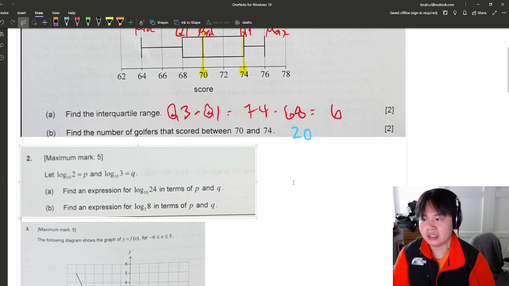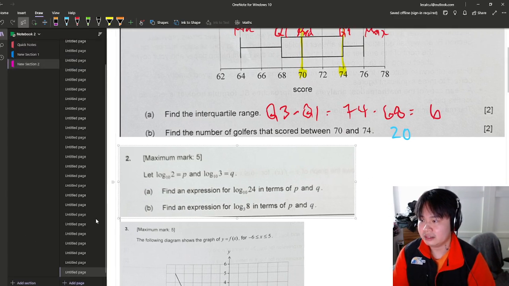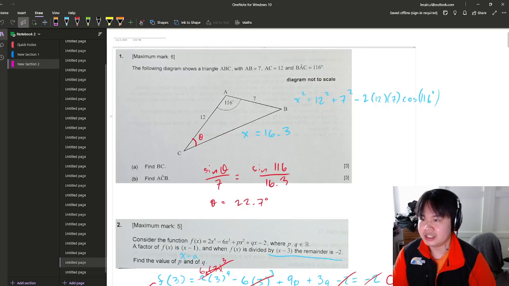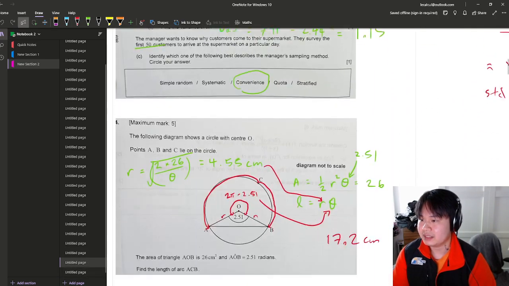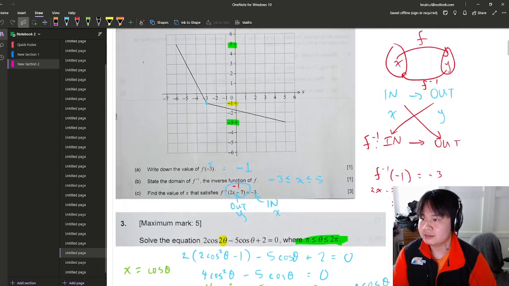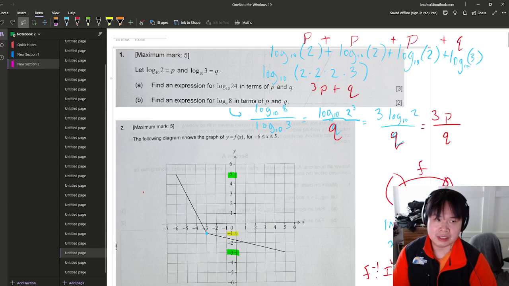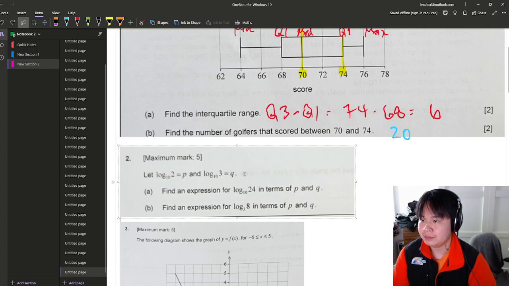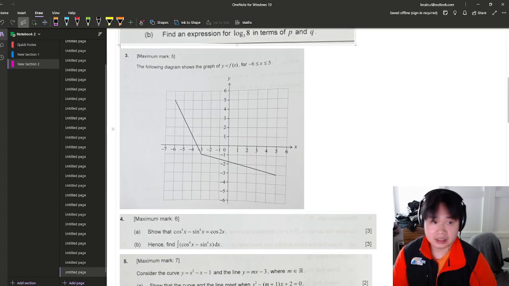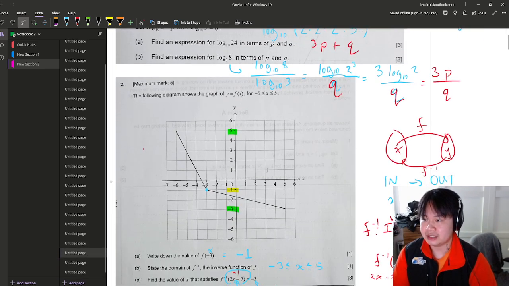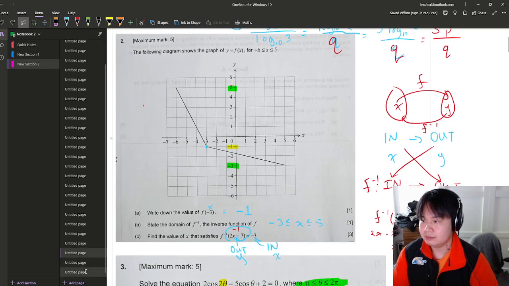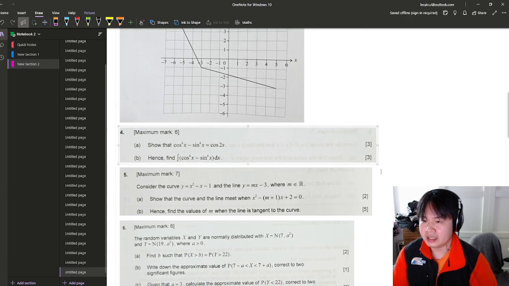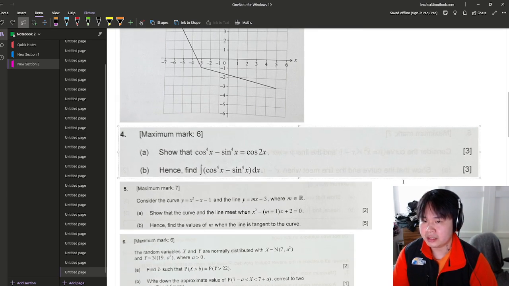Question 2 is this log question, so this was covered in the HL one, paper 1. Yeah, this was question 1 in the HL, so go watch that video. This is question 3, which is also in the HL. I believe that one is question 2 in the HL, right here. And then question 4, I think, is new.